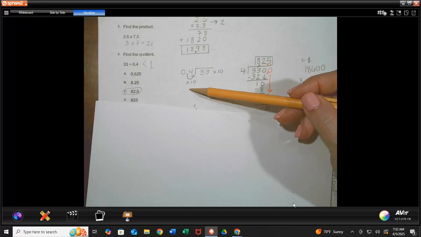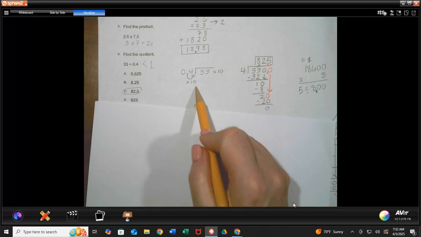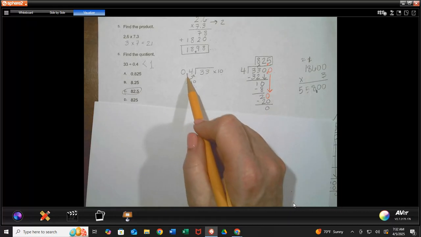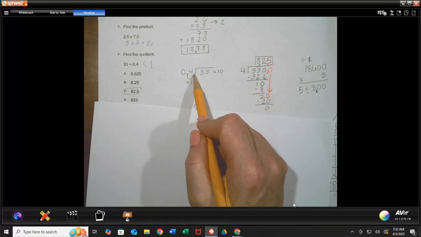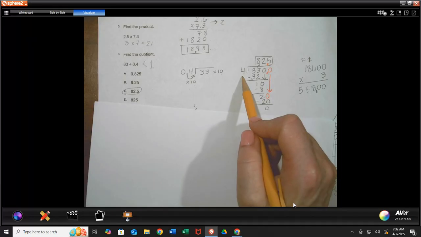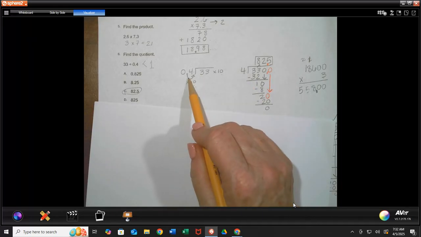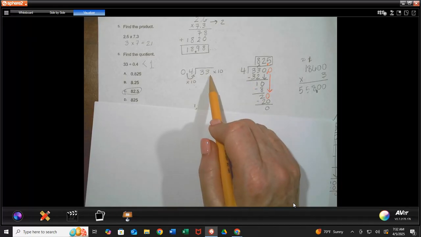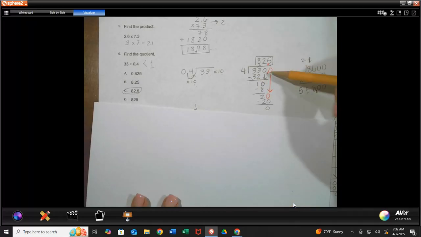So the only way I can get 4/10 to the whole number 4 is multiply it by 10 to the first power. Multiplying by 10 moves the decimal behind it, and it gives me the new divisor of 4. But if I multiply the divisor by 10, I have to multiply the dividend by 10, and 33 times 10 is 330. So you can see where I rewrote the problem, 330 divided by 4.